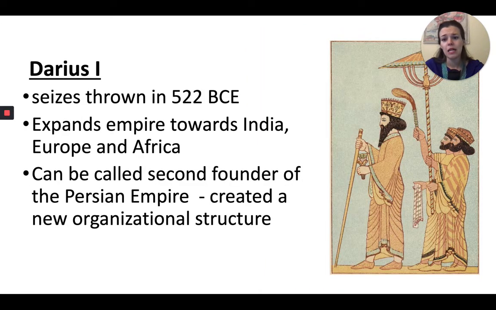So, Darius the First is going to be the son of Cyrus, and he's going to be really important. He is going to seize the throne in 522 BCE. He will expand the empire towards India, Europe, and Africa, and is called the second founder of the Persian Empire because he's going to create a new organizational structure within it.